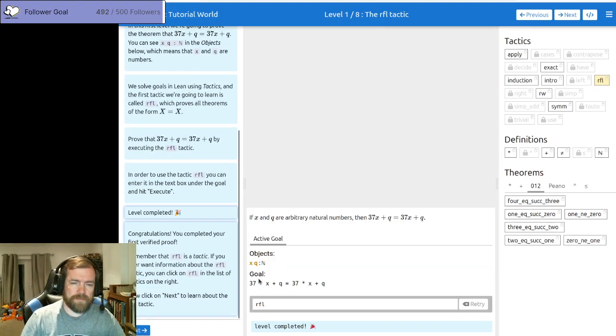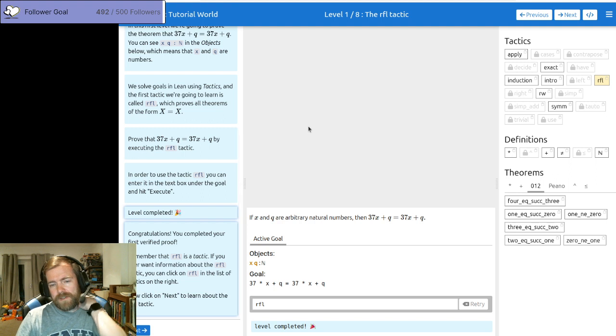So in this case, it's going to tell you about the reflexive property. And using the reflexive tactic in Lean is going to say that the thing on the left-hand side is going to be equal to the thing on the right-hand side. If it is not literally equal, it will fail. So, you know, be careful.